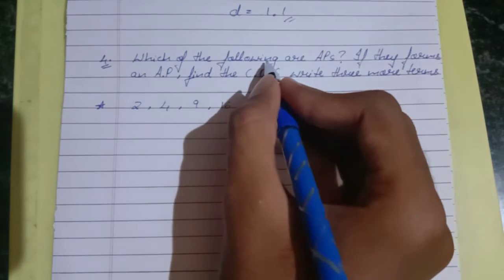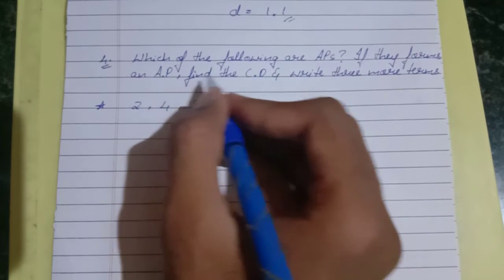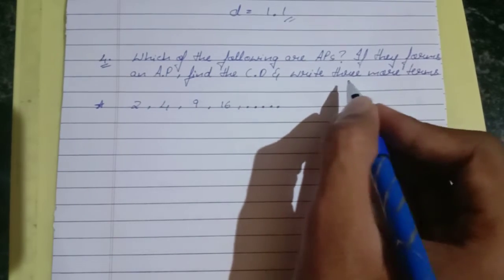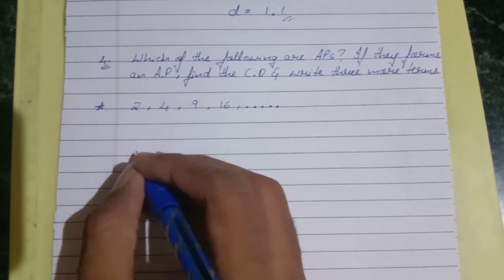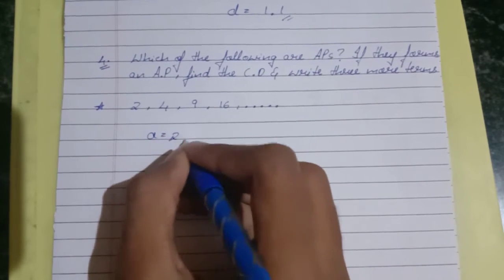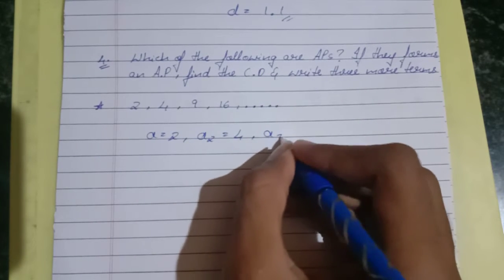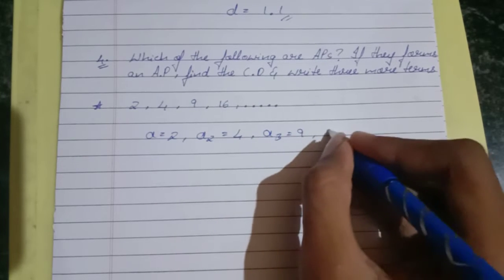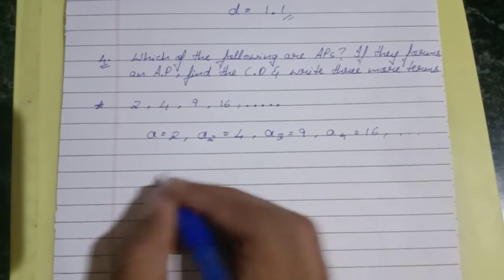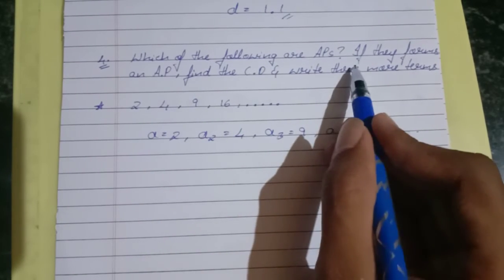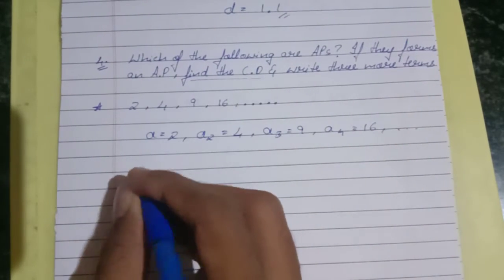Which of the following are APs? If they form an AP, find the CD. Write 3 more terms. If they form an AP, we should find 3 more terms. Here A1 is equal to 2, A2 is equal to 4 and A3 is equal to 8. Sorry, I have written 9. A4 is equal to 16 and so on. And we should find D. It is CD, the common difference, we should find D.